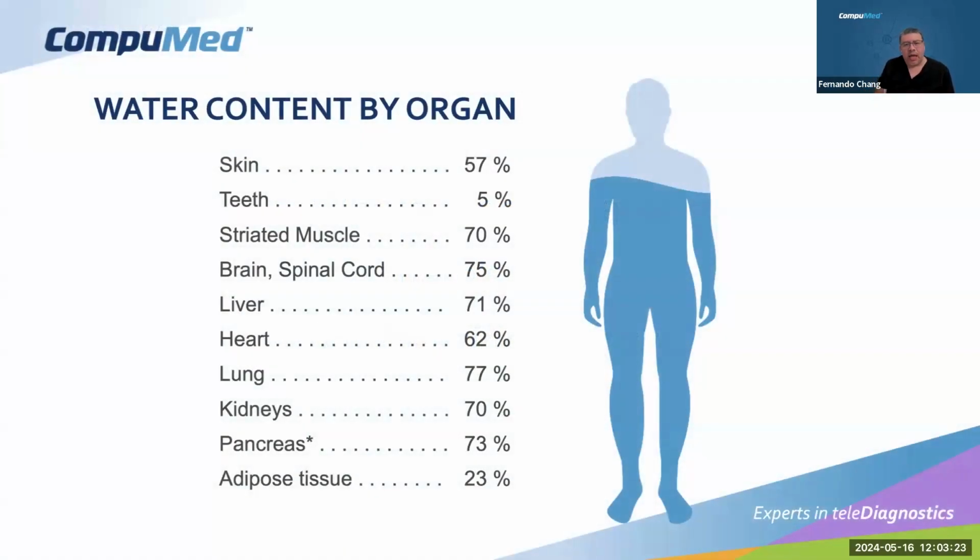This slide is talking about water content by organ. As a reference, I have, for instance, teeth there at 5%, and we can see the difference between different organs in the body. This difference can also translate to the field of our surgical pathology examination, in this case the frozen section procedure, and you can see how the tissue changes. For instance, adipose tissue, going to the other side, has 23% water, which makes it less prone to freezing artifact. But also, we know that fat freezes at minus 80 and less.